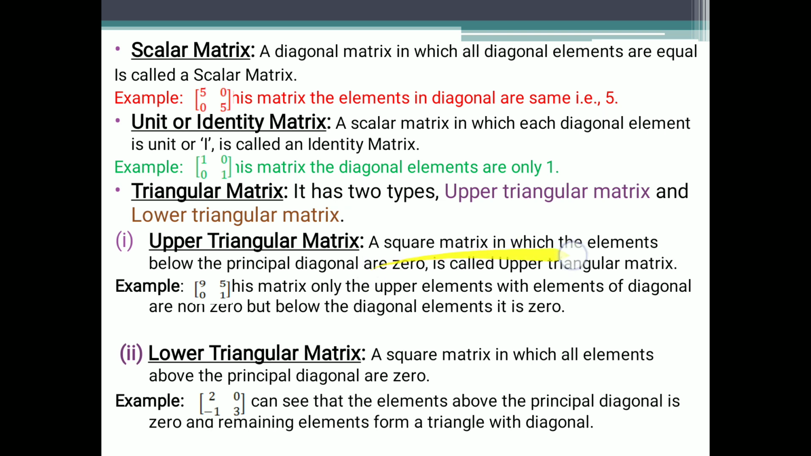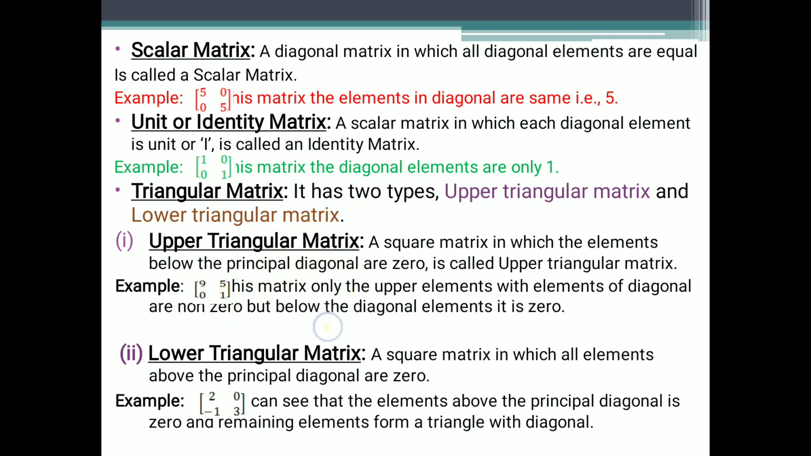A square matrix in which the elements below the principal diagonal are 0 is called an upper triangular matrix. That means, see here in the example, this diagonal and this 5. If I draw a line from 1 to 9, 9 to 5 and 5 to 1, then it will form a triangle, right? Below that the element is 0. So that matrix in which the upper elements are non-zero but the lower ones are 0 is called an upper triangular matrix, which means the triangle is upside.